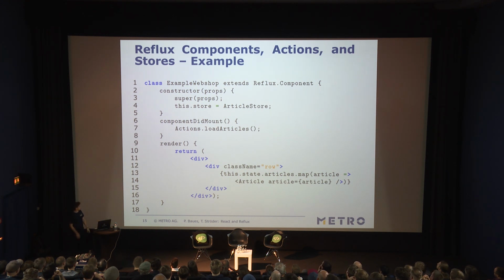And then, as I said before, we have the article component inside of this example web shop component. That is again the nesting of components, which makes it easy to have this decoupling and single purpose things.